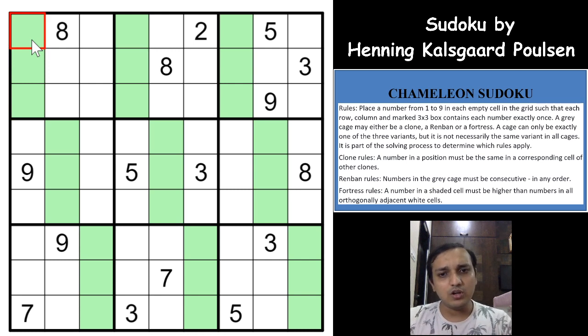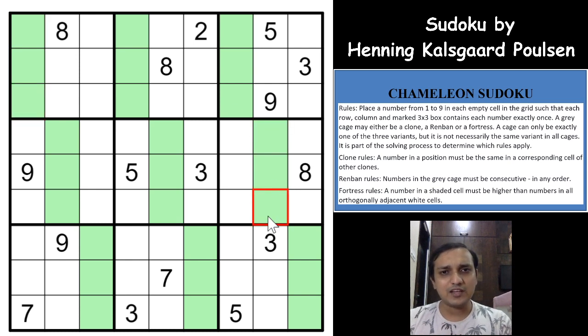And one more rule in this Sudoku is, you cannot have one region obeying two rules, right? So for example, you have a clone and a Renban too, right? If you have 3, 1 and 2 and you have another 3, 1 and 2, these are both clone regions, but these are both even Renban, 1, 2 and 3 are consecutive in any order. They can be in increasing order, decreasing order, or any order. So you cannot have a region obeying two rules.